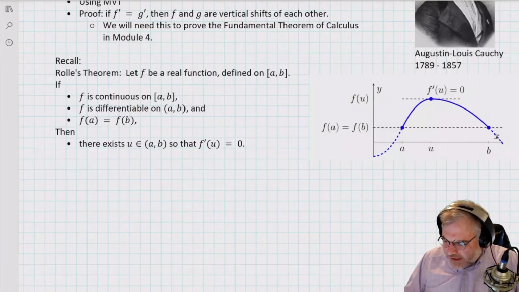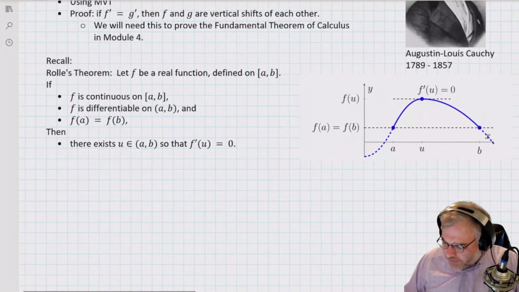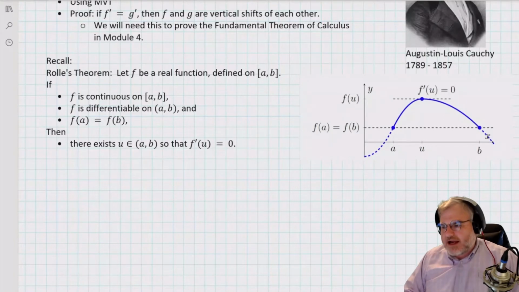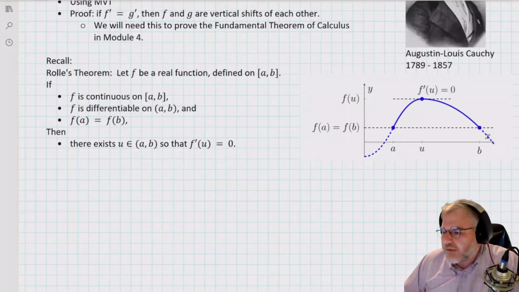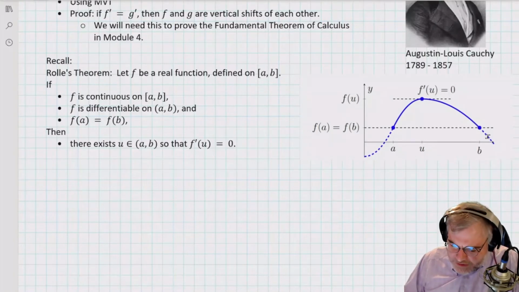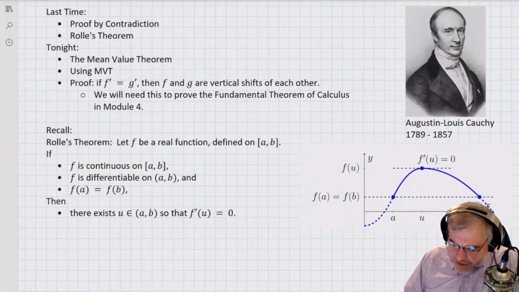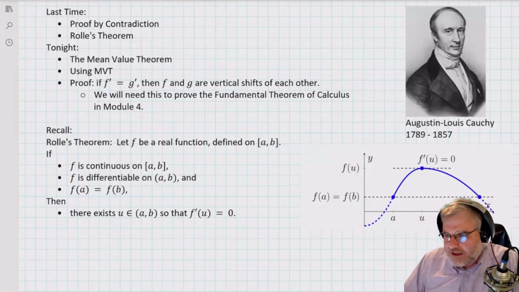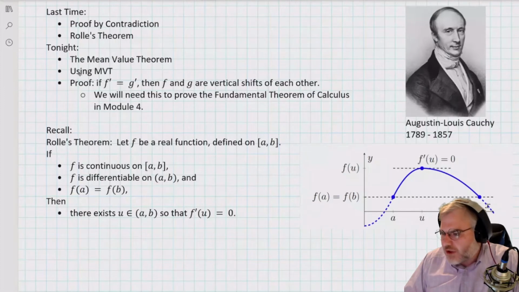So that was last time, and we used proof by contradiction to do a bunch of things. So tonight, we're going to prove the mean value theorem. We're going to state what it is, and then we're going to use it in some examples. And then we're going to prove this very important thing, which is that if I have two functions whose derivatives are the same, then they differ by a constant.